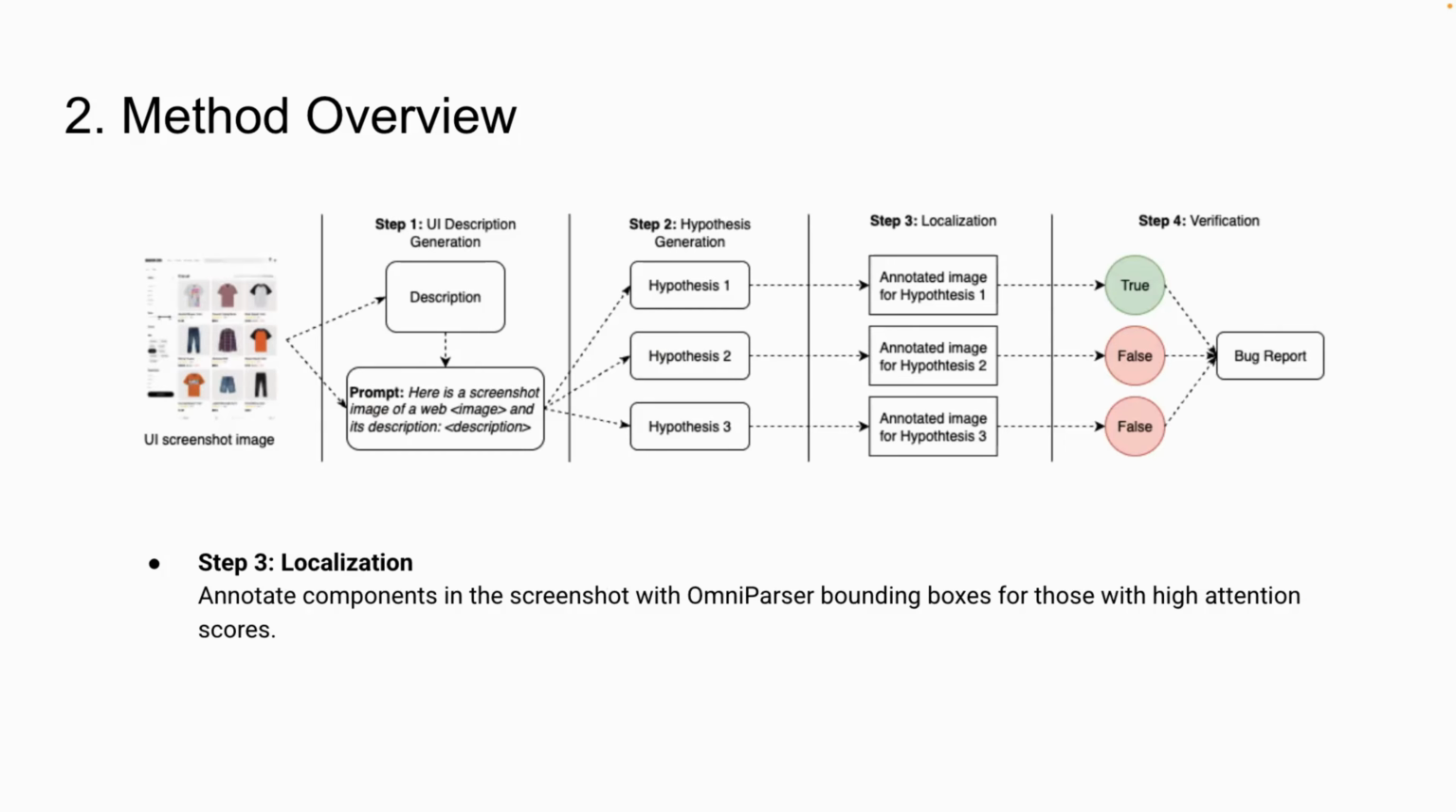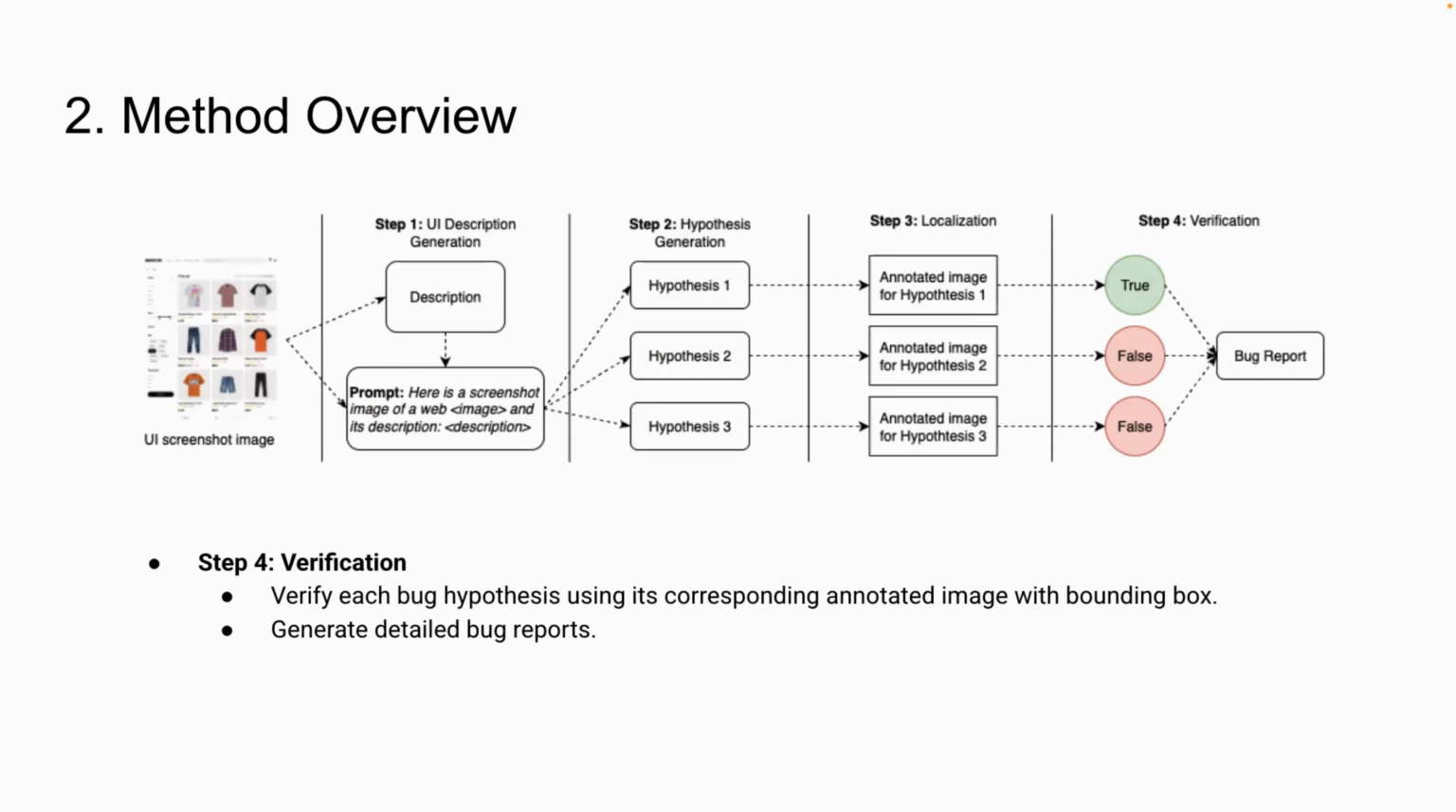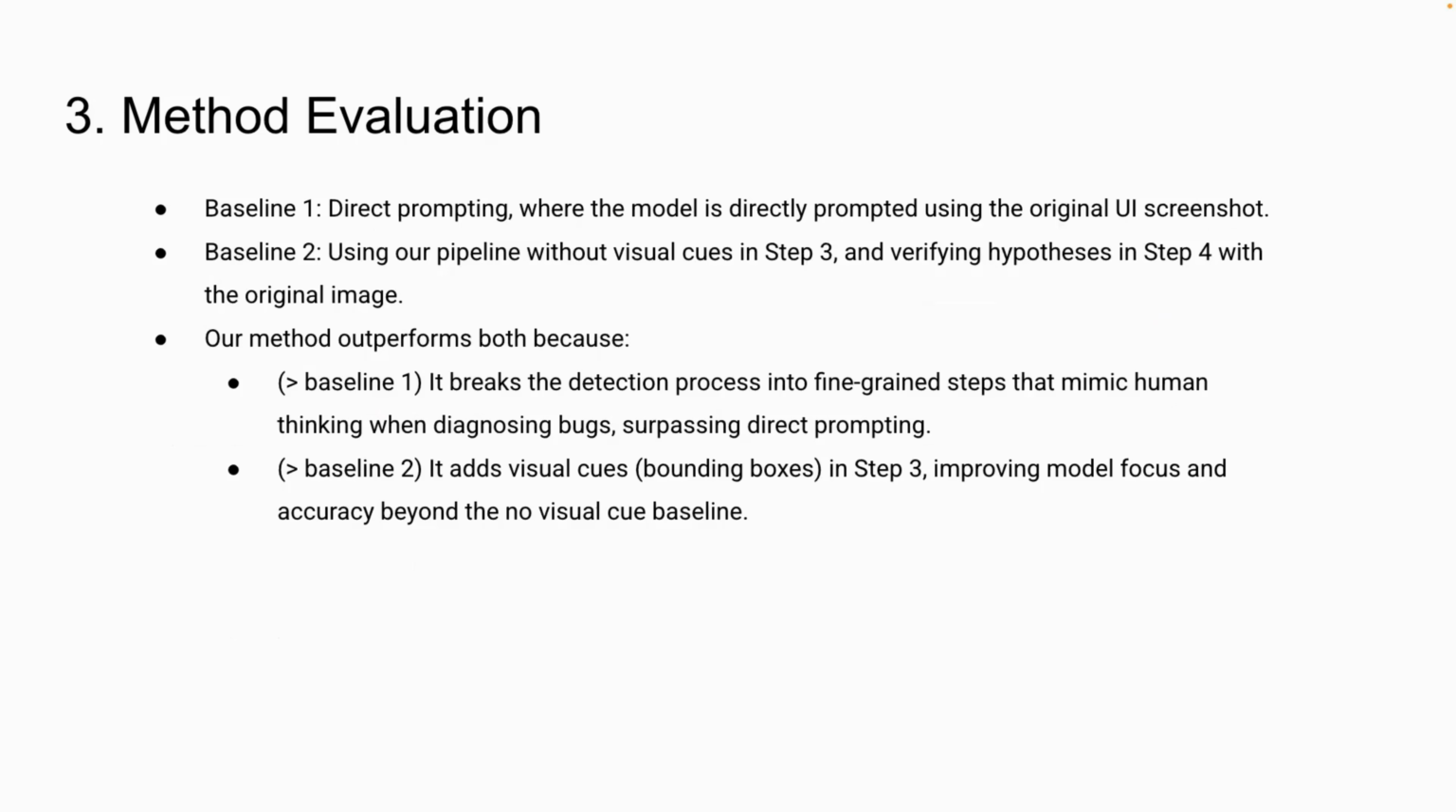And then we come to the localization step. We use OmniParser to add bounding boxes around components in the screenshot and overlay the attention heat map over it. We annotate the bounding boxes with high attention scores. It means the model focuses more on those areas to verify the corresponding hypothesis. And lastly, we verify each hypothesis using the annotated image with bounding boxes from the previous step, and then we create a detailed report and return it to the user.